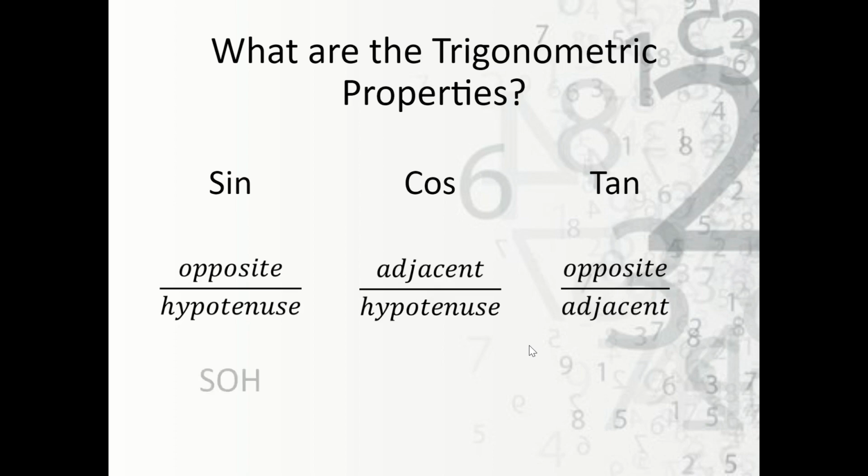The way we can remember this is SOHCAHTOA. SOHCAHTOA is the easiest way to remember it. So SOH is sine, opposite over hypotenuse. CAH is cosine, equal to adjacent over hypotenuse. And TOA is tangent, equal to opposite over adjacent.